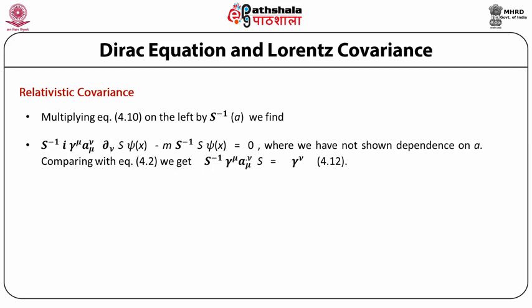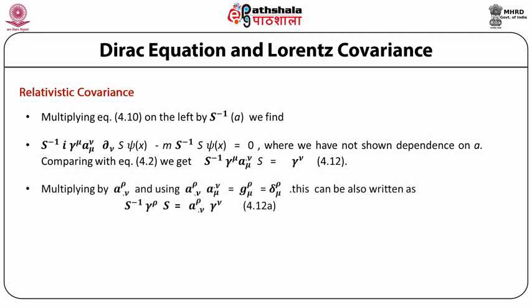Comparing with equation 4.2, we get the equation S inverse gamma mu A nu mu S is equal to gamma nu, equation 4.12. Multiplying by A rho nu, with rho above and nu below, and using A rho nu into A mu nu is equal to g rho mu, which is equal to delta rho mu, this can also be written as S inverse gamma rho S is equal to A rho nu gamma nu. So this is the equation which helps us to determine S and provide the Lorentz covariance.